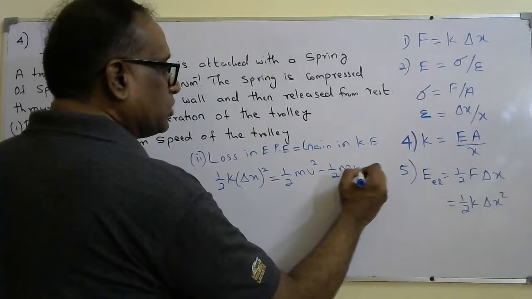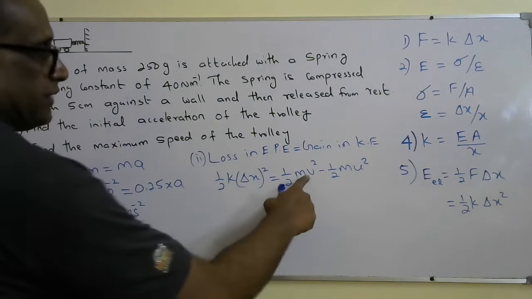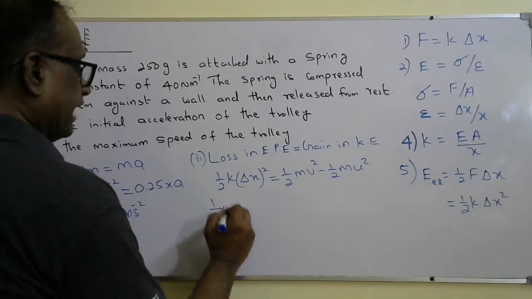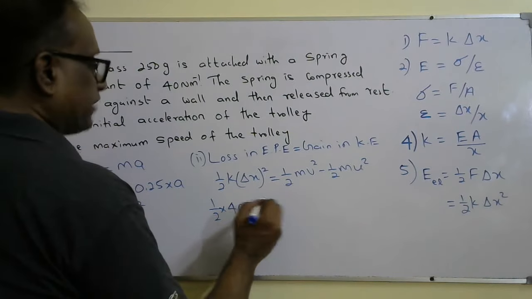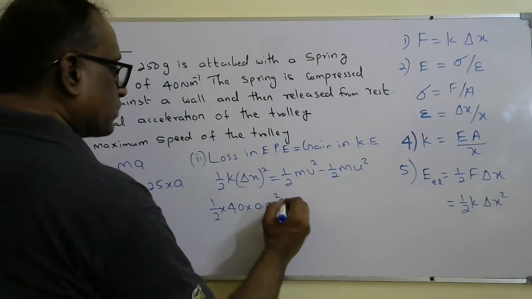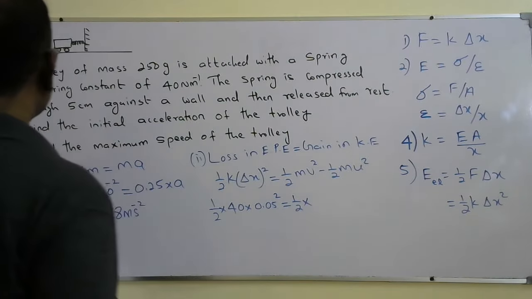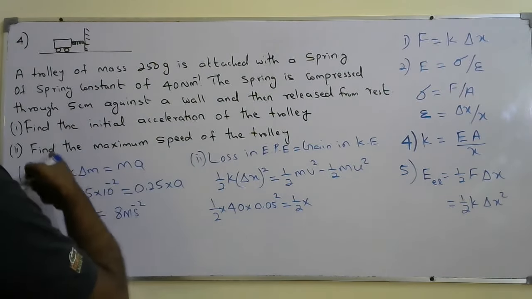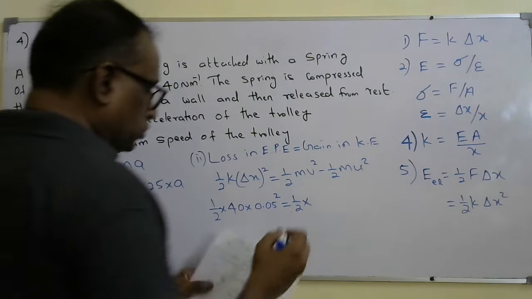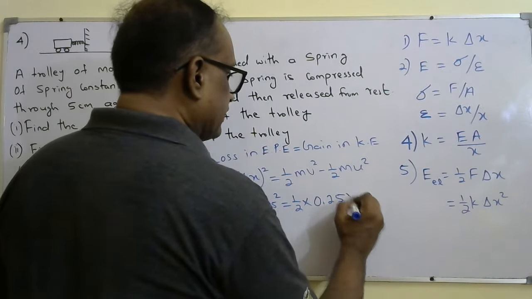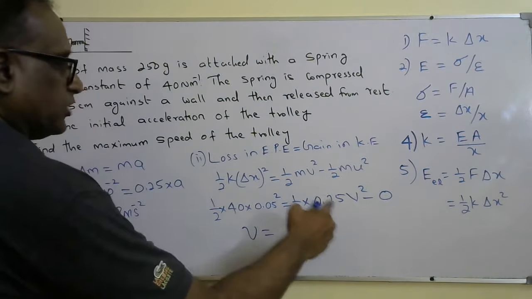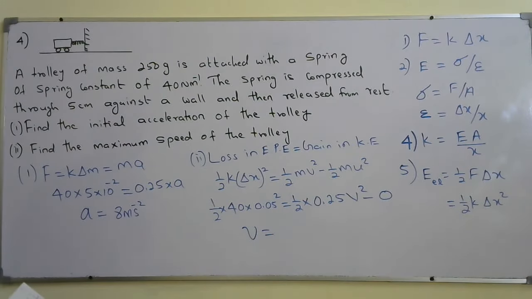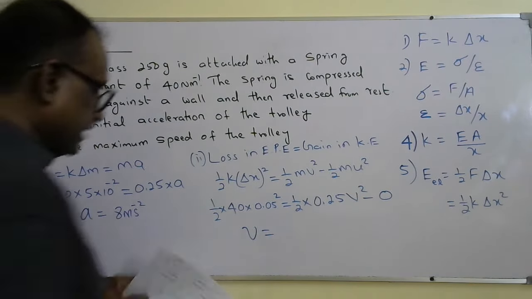So half times k, the spring constant, which is 40, times the compression of 5 centimeters, 0.05 squared, equals half times the mass of the trolley, 250 grams, so 0.25, times v squared minus 0, since initially it was at rest. Everything is known, so you can find v. You will get v as 0.63 meters per second. That's the maximum speed.